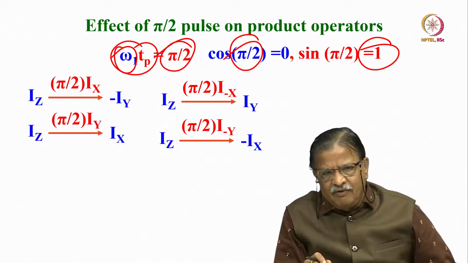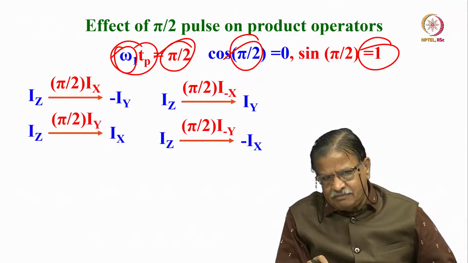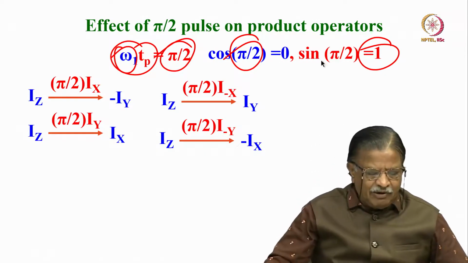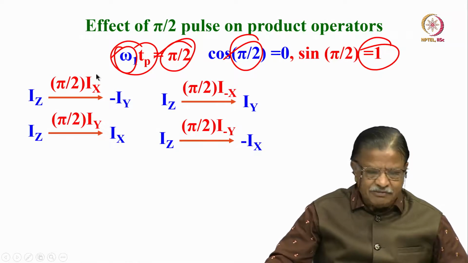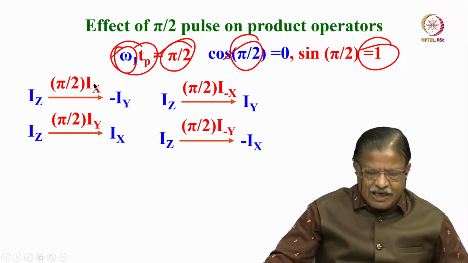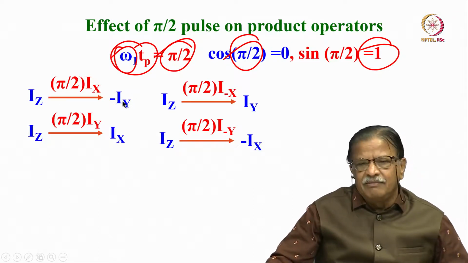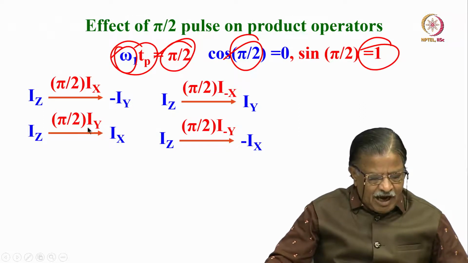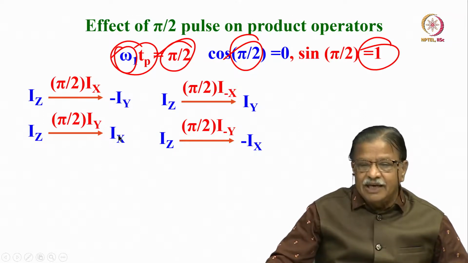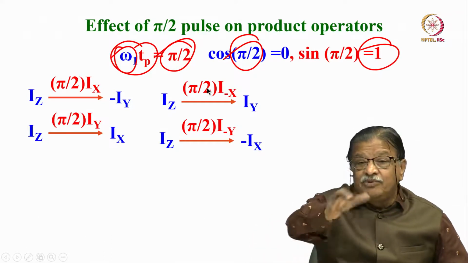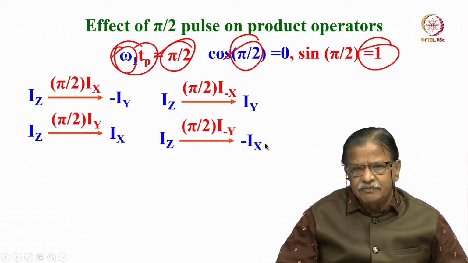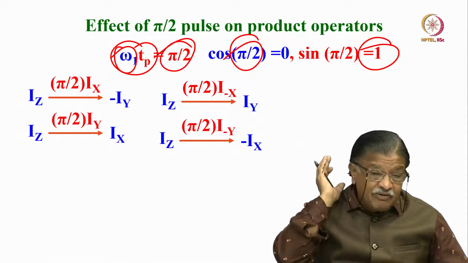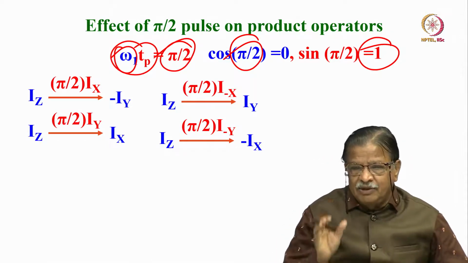Now we will understand. When I apply a pi by 2 pulse, that is an x pulse, on Iz, what will happen? It will go to the product operator: Iz will become minus Iy. Apply a pi by 2 x pulse on the x axis, then Iz goes to minus Iy. Similarly, apply a plus y pulse, Iz will go to Ix. You can also apply in the opposite direction, on the other axis. Instead of plus x, I apply along minus x, then Iz will go to Iy, and here Iz will go to minus Ix. Very simple.